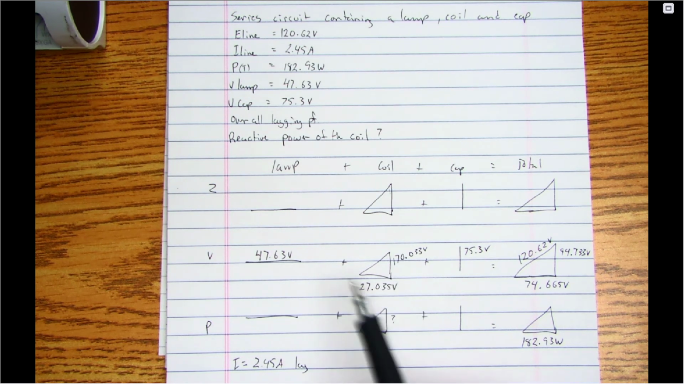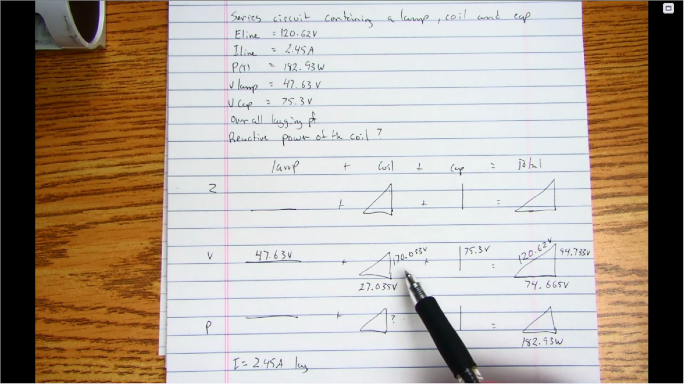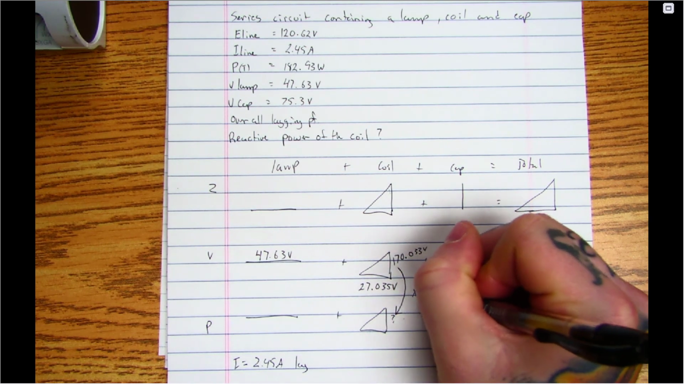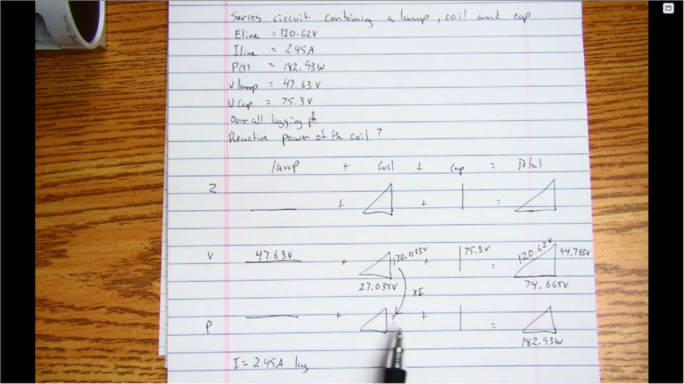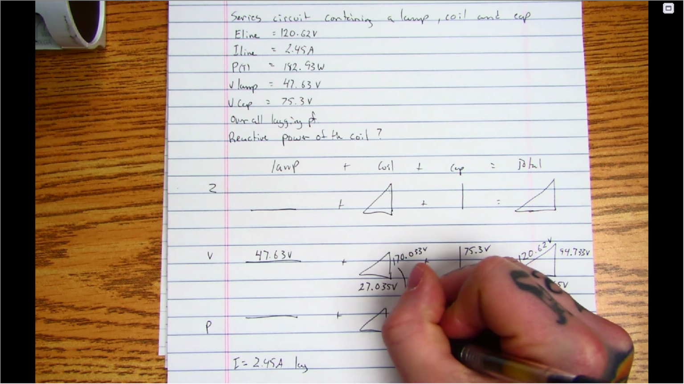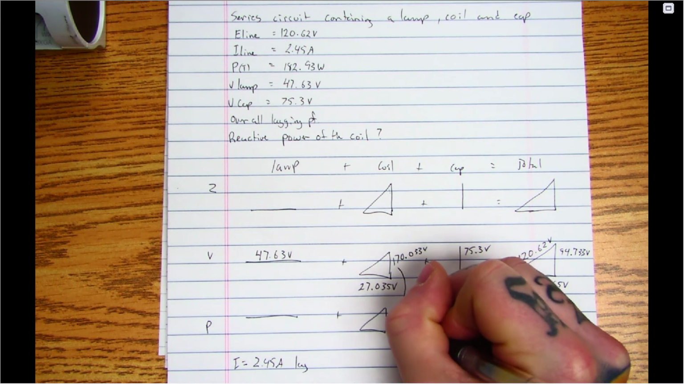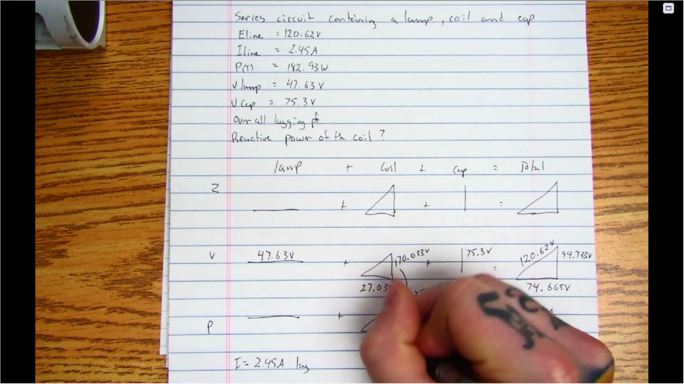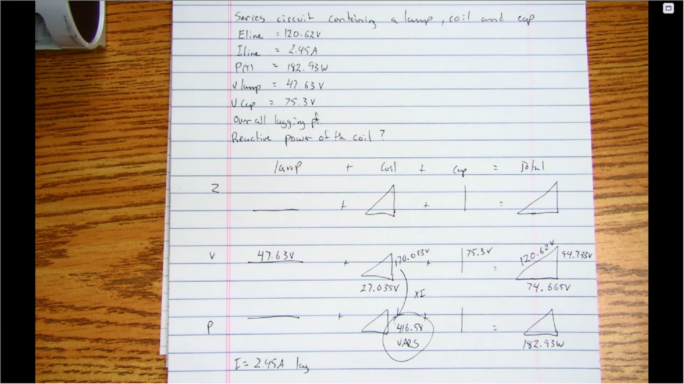So I don't really need to fill out any of these other values. All I can do now is take this value, times it by current, and I'll have the reactive portion of the coil, the VARs. So if I take that 170 volts times 2.45, I get 416.58 VARs. So that should be the answer that you're looking for.